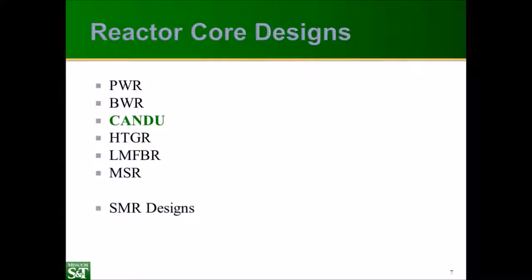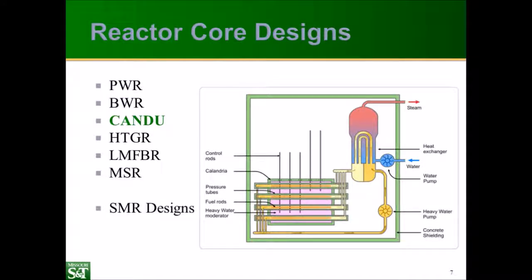The CANDU reactor was developed in Canada. The express purpose of designing this reactor was to use natural uranium as fuel to avoid enrichment. So it's cooled by either heavy water or light water, and it's moderated by heavy water. This is expensive, but heavy water is a very attractive moderator because of its small thermal capture cross-section. But it also means that we have a smaller slowing down power in the moderator compared to light water.